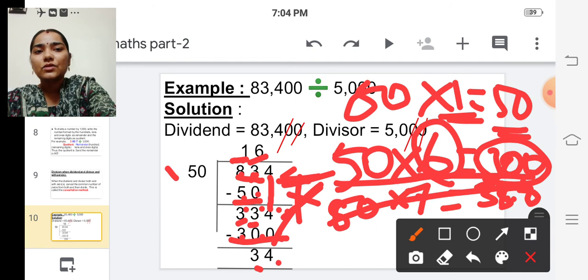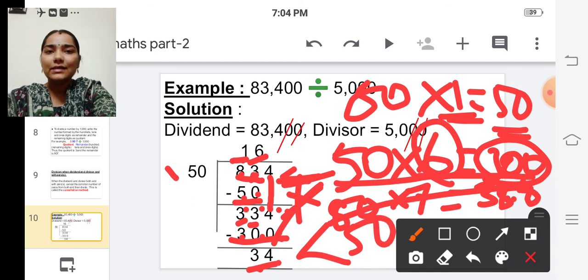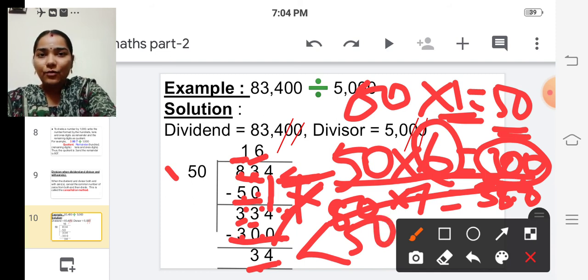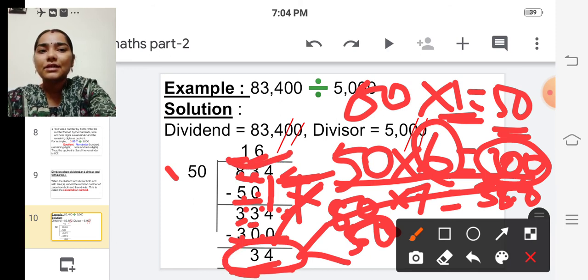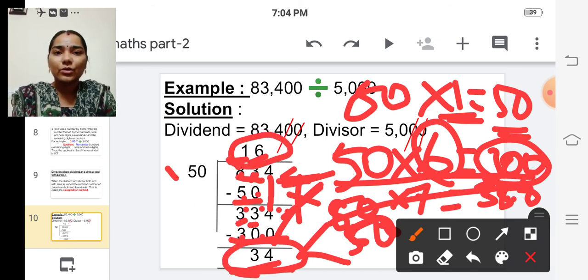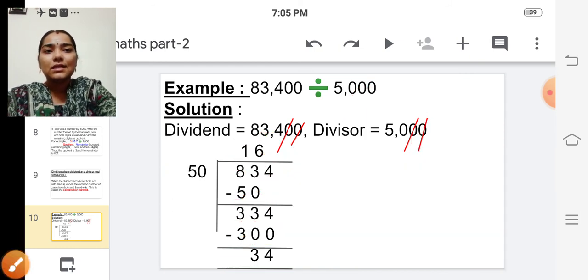So let's stop here because 34 is less than 50. So we cannot divide. 34 is less than 50. So let's stop here. So the remainder is 34 and the quotient is 16. So we'll get 16.